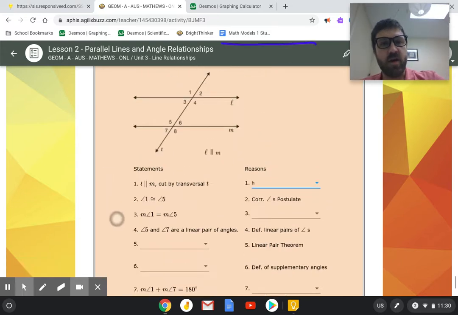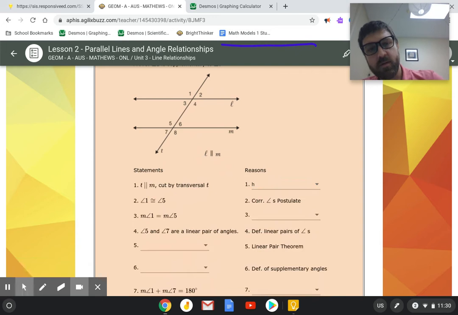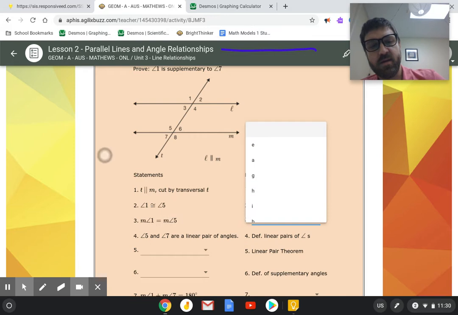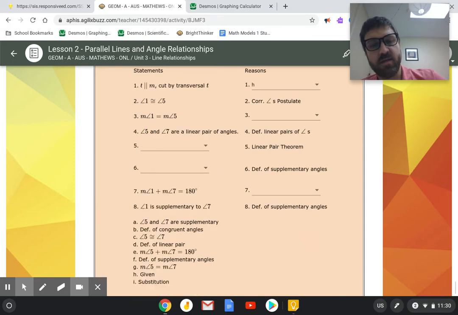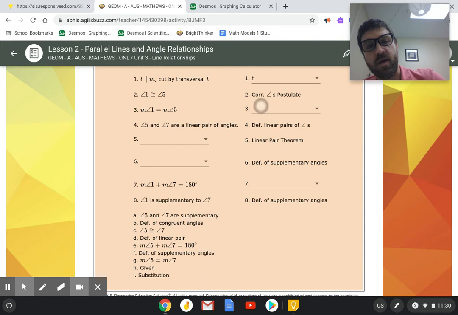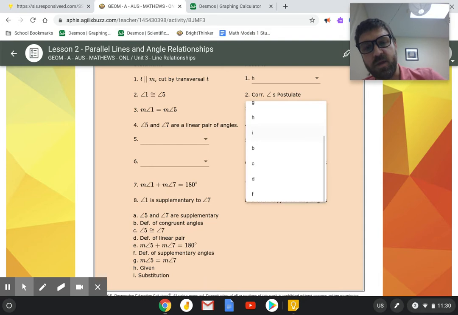Then it says angle 1 and angle 5. And it says corresponding. That makes sense. Those are corresponding angles. The measure of angle 1 is equal to the measure of angle 5. That's just going to be the definition of congruent angles. Anytime you go from congruent to equals, you're dealing with the definition of something. In this case, the definition of congruent angles says that if two angles are congruent, then their measures are equal. That is answer choice B.